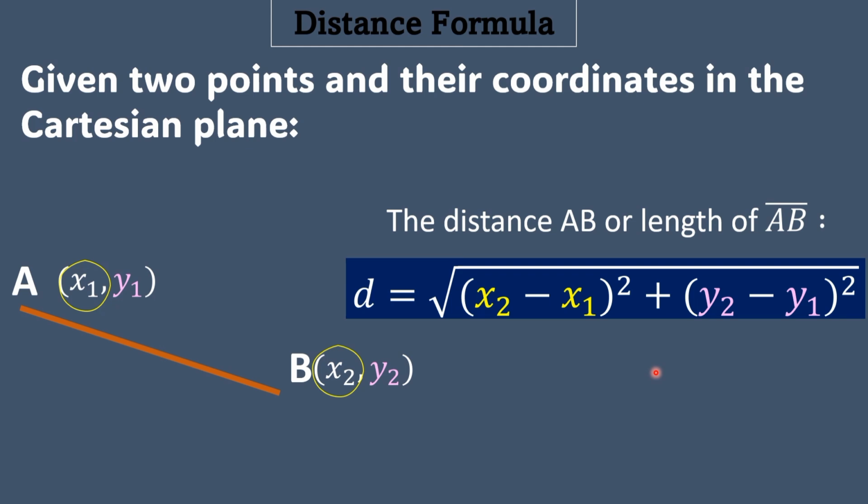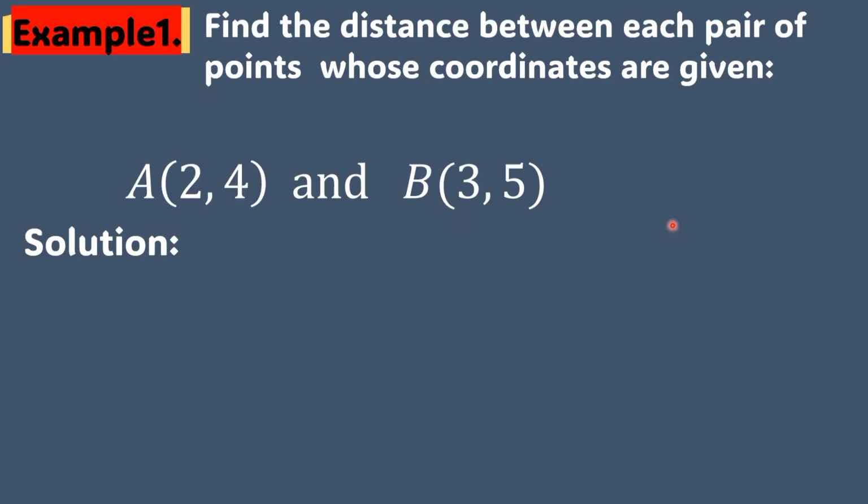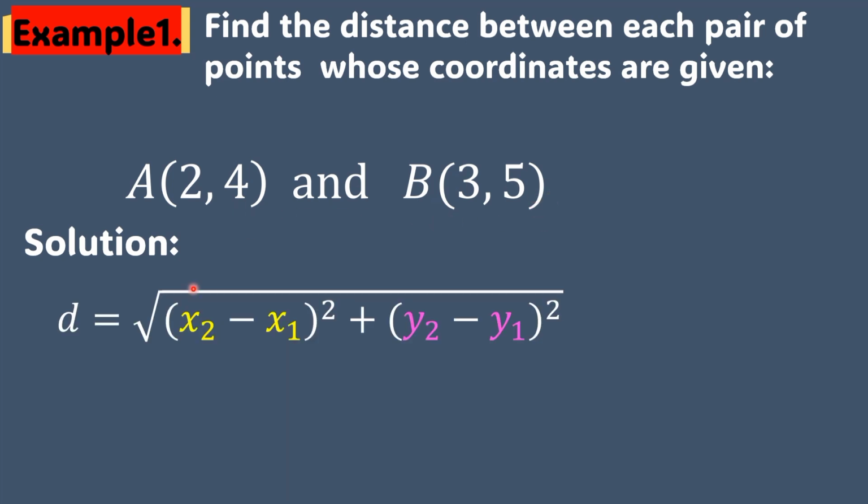Let's have some examples. Example 1. Find the distance between each pair of points whose coordinates are given: A, 2, 4, and B, 3, 5. The distance is equal to the square root of the square of the difference of x plus the square of the difference of y.